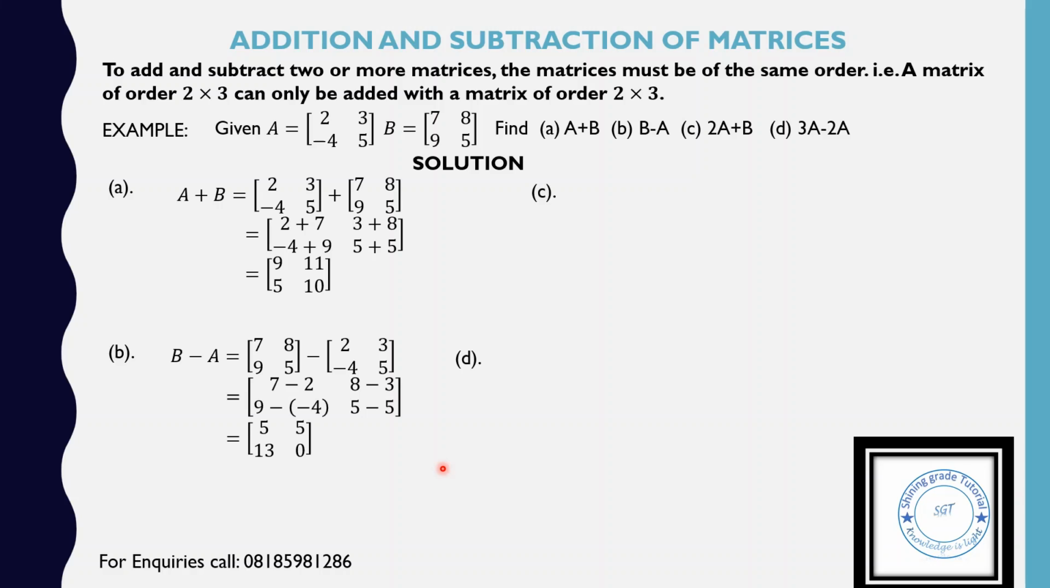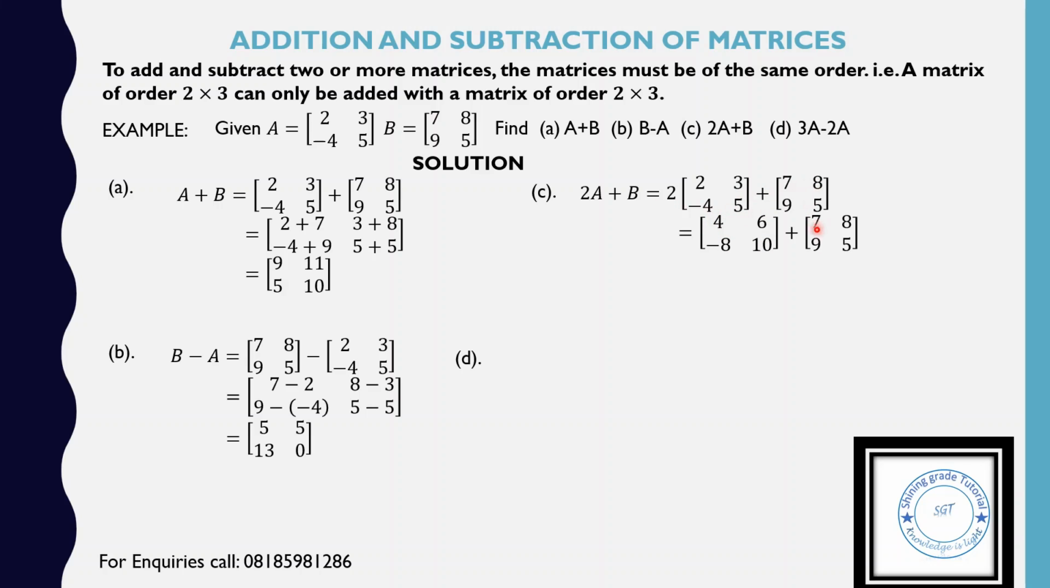Alright, so for C we have 2A plus B. The 2 is simply a scalar multiplied by this matrix A; you write it out by the side as shown here, plus B, and you write matrix B. The reason is that this scalar 2 will be used to multiply every element of matrix A first before we can sum. So 2 times 2 is 4, 2 times 3 is 6, 2 times minus 4 is minus 8, 2 times 5 is 10.